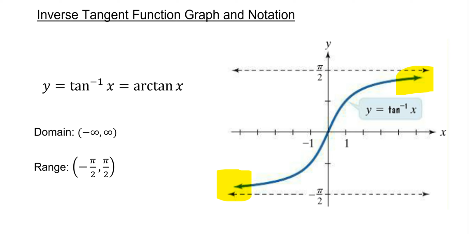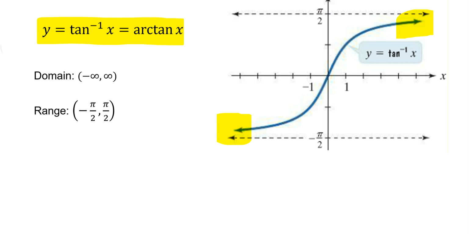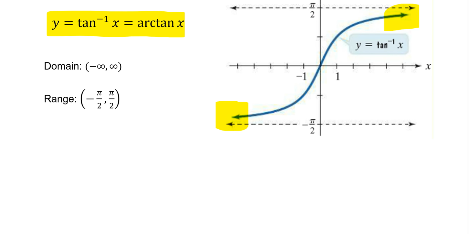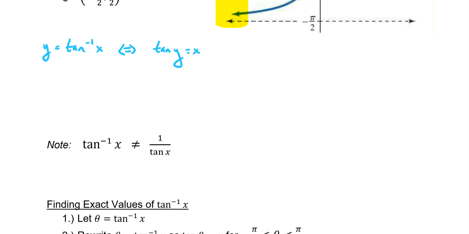So you can see that as long as you know properties of inverse functions in general, the trig inverse graphs aren't anything overly complicated. We have the same notation: tan inverse of x or arctangent of x mean the same thing. If we have tan inverse of x, it's usually, in my opinion, easier to think of it in terms of tangent. So y equals tan inverse of x is the same as tangent of y equals x.